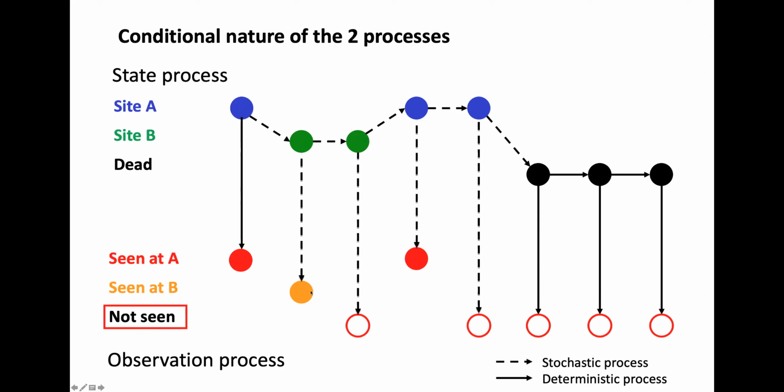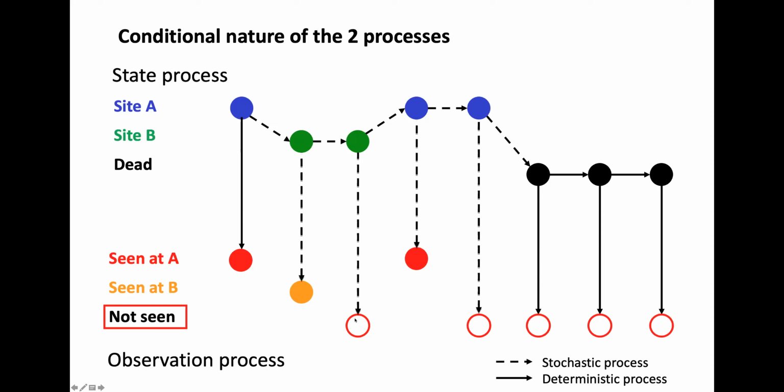For example, at occasion 2, we are alive inside B. So you may be detected or undetected. It happens that here the individual was detected in site B, given that he was alive at site B at the same occasion. At the next occasion, it's still alive in site B. It remained inside B, and it is not detected.